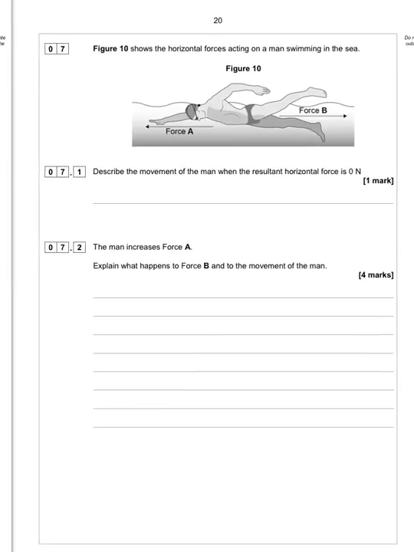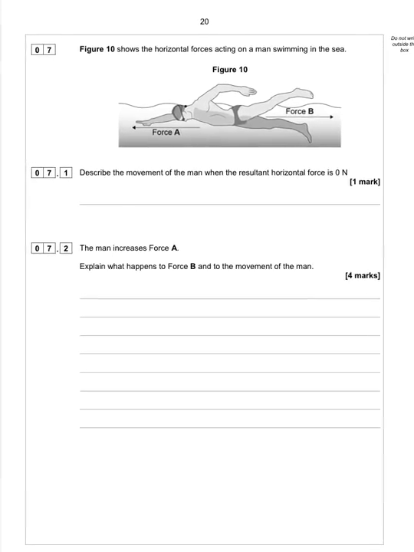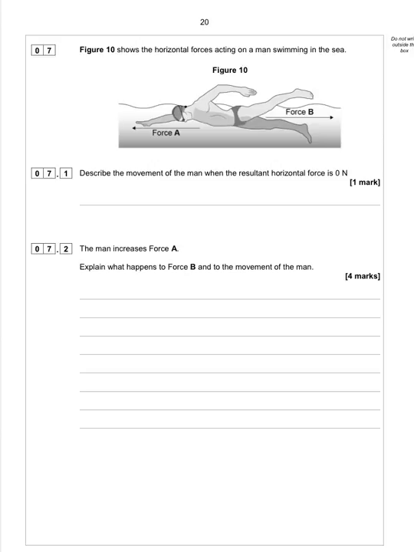So moving on to the very last question then, question 7. Figure 10 shows the horizontal forces acting on a man swimming in the sea. Describe the movement of the man when the resultant force is 0. This is a 1 mark straight out of the book answer. Okay, when the resultant force is 0, you have a constant velocity.